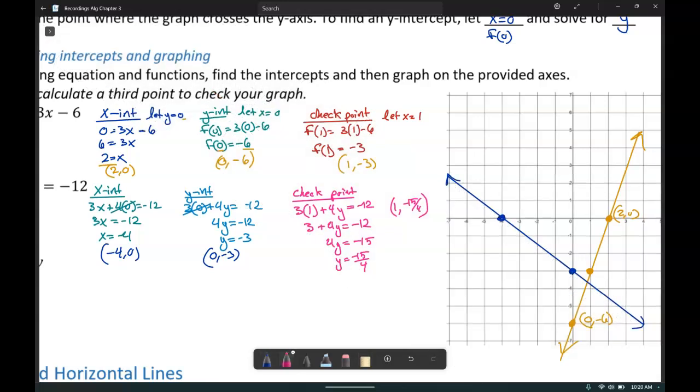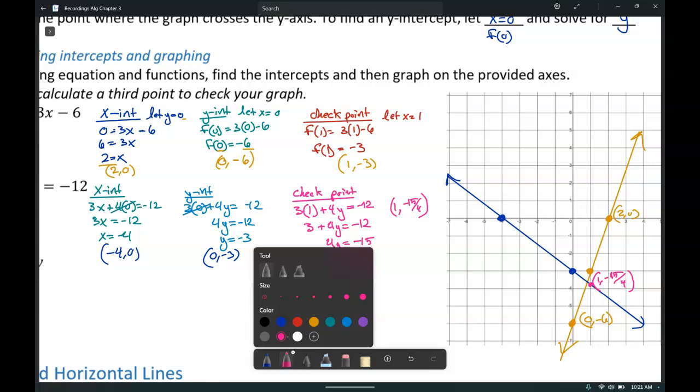So we graph that, and we see, okay, so at 1 and then negative 15/4, negative 3 1/4, that lines up with our expectation, right about there. So that does match up with the 1 and negative 3 1/4. So there our checkpoint works, and we know our line is correct. Let's go ahead and find one more.